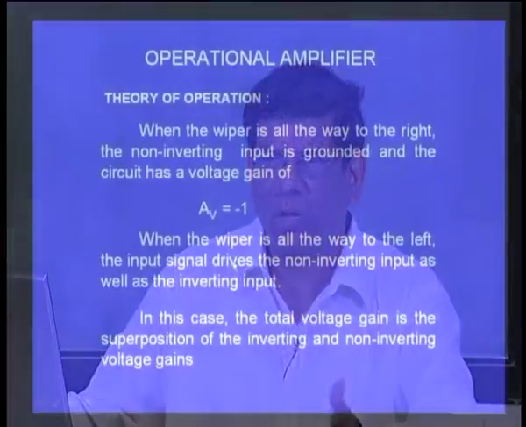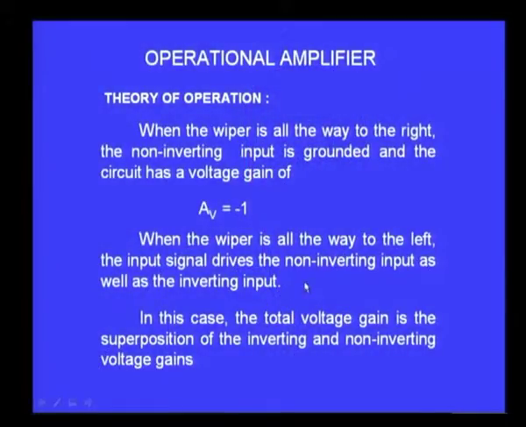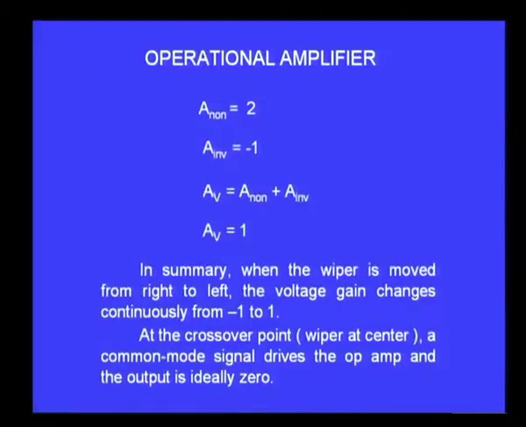But when the wiper is all the way to the left, the input signal drives both the inverting and the non-inverting input. In that case, the total voltage gain is a superposition of the inverting and non-inverting voltage gains. We have already seen that earlier, in the beginning also. The non-inverting gain is 2, the inverting gain is -1, therefore the total gain is 1. So, these are all known.